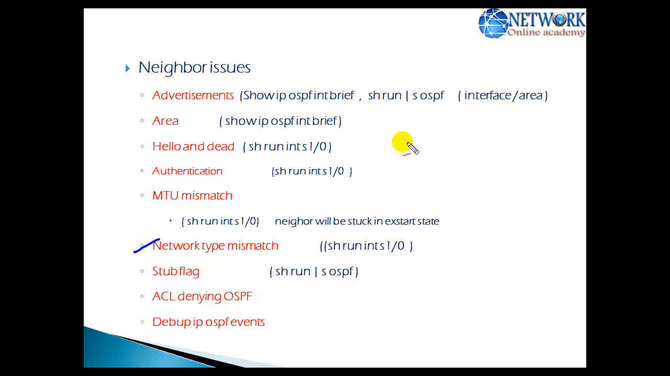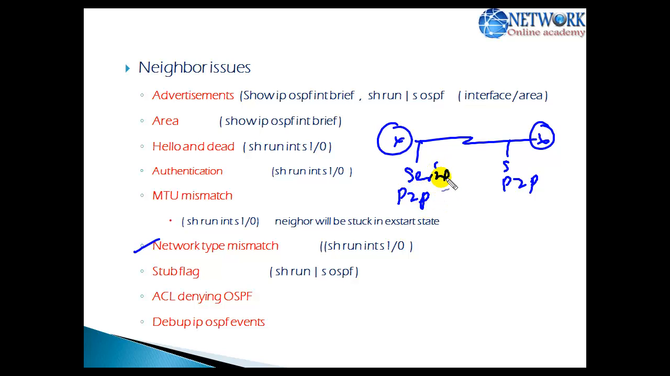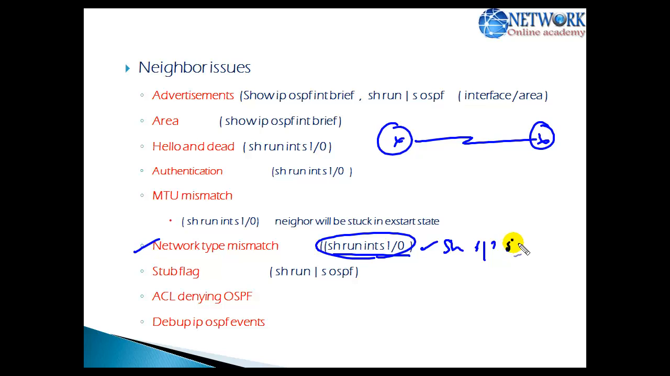Or it might be network type. By default, if I'm connecting my serial links, the default network type will be point to point. The network type must be the same on both sides. But if I change this point to point interface to some other network type, maybe non-broadcast, which is a frame relay network, then your neighborship will not happen. So you need to make sure the network type is not mismatched, and you can verify that with the show ip ospf interface command, or you can use show run interface. So you can use show ip ospf interface and the name of the interface.